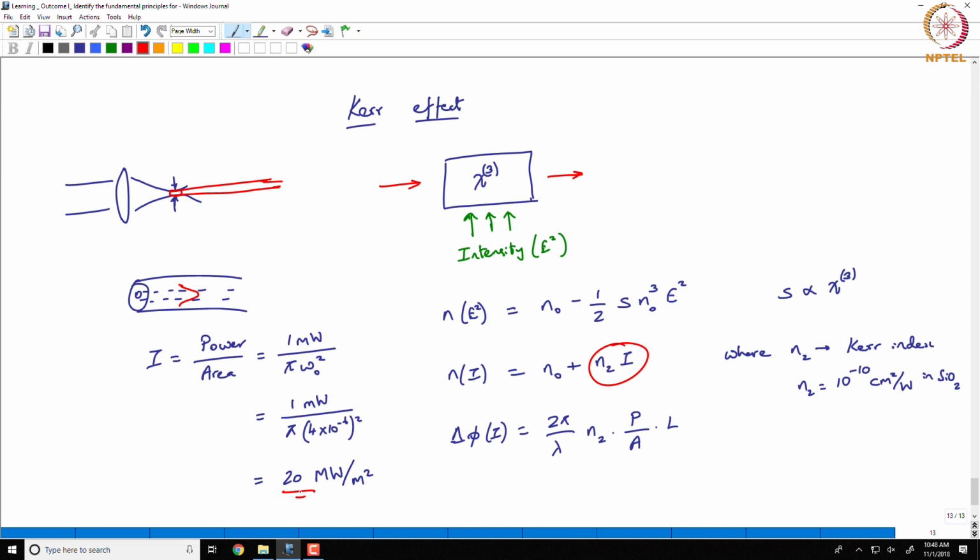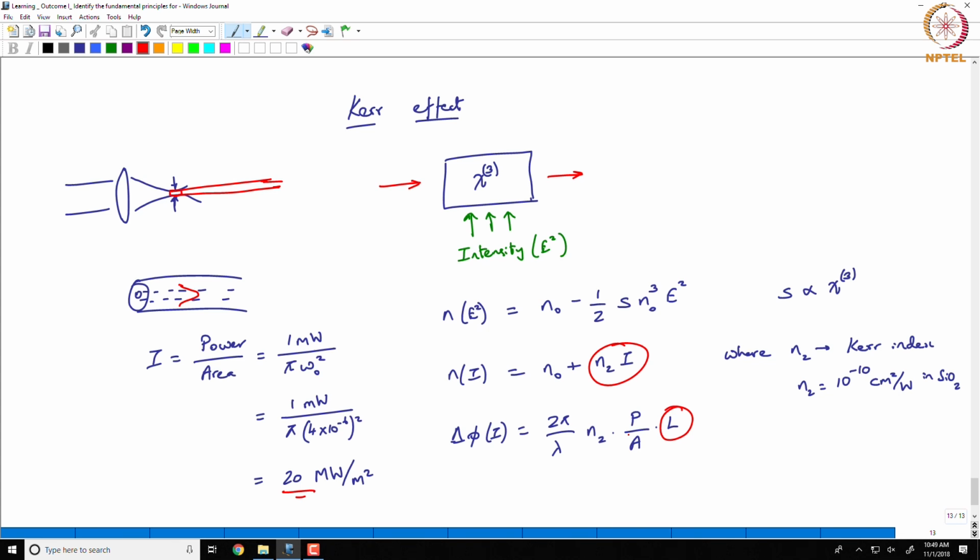So, that is a fairly high value, and not only that, you are able to maintain that intensity over a long region, and that is valuable when you consider something like this where you are doing the phase modulation, because that phase modulation happens over a length L, right. So, I can maintain that intensity over a long region, right. So, then I can get more phase modulation, okay. You understand this?